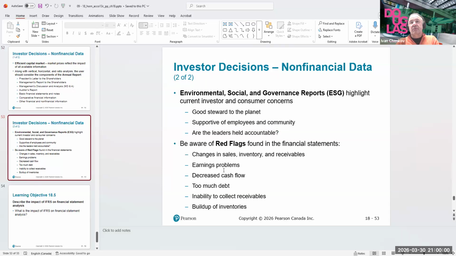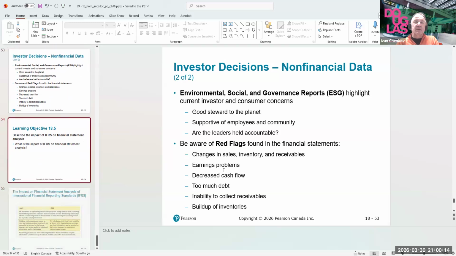The other thing you should look at is the company itself: mission, vision, being a good steward for the planet, supportive of employees, changes in sales and inventory, earnings per share, all different indicators.